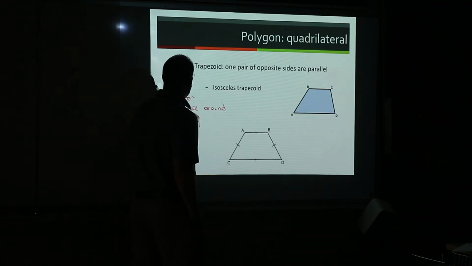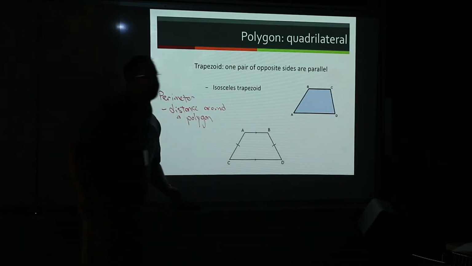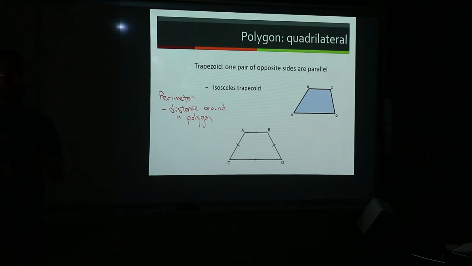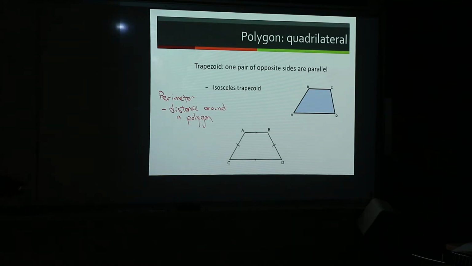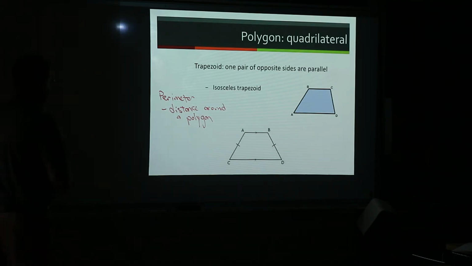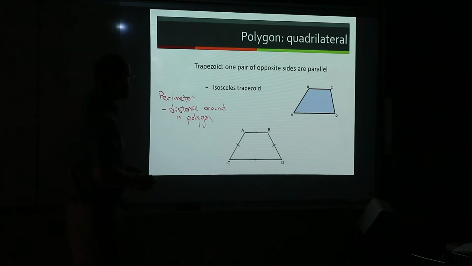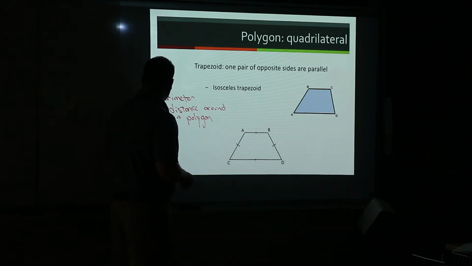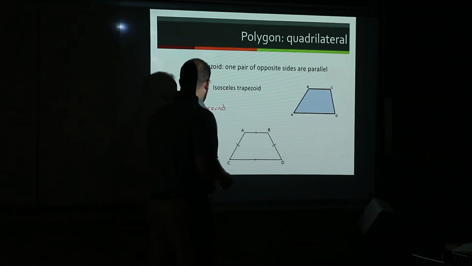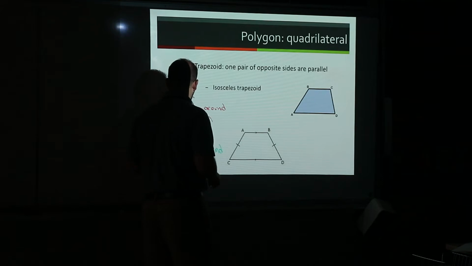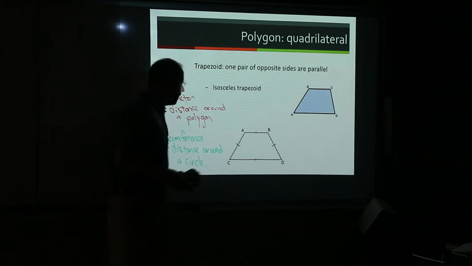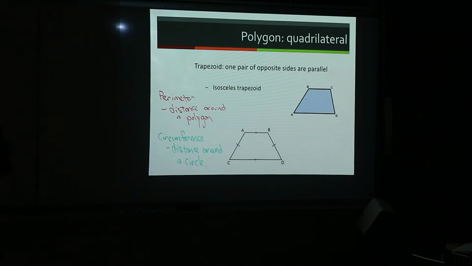Distance around a polygon. So something with straight edges. If you have curves, because you can still find a perimeter of something with curves, right? It still has an outside distance. If it's a curve at all, that's called circumference. They pick two different words because those are two different types of shapes. So circumference is the distance around a curve or circle. Why they have two different words for the same meaning, right? They still talk about the distance around something.